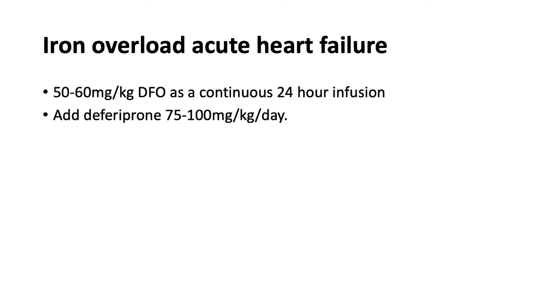The sort of doses that you would use for desferrioxamine are higher than standard dosing. So you'd use a dose of 50 to 60 milligrams per kilogram as a continuous 24-hour infusion. And then you add deferiprone in at the standard dose, 75 to 100 milligrams per kilogram a day in three divided doses. Obviously, if you're going to put a PICC line in someone with thalassemia, you might want to consider the thrombotic risk of that, and locally, unless there was an indication not to, we would normally give the patient a low dose DOAC, something like 10 milligrams of rivaroxaban once a day, or 2.5 milligrams of apixaban twice a day.